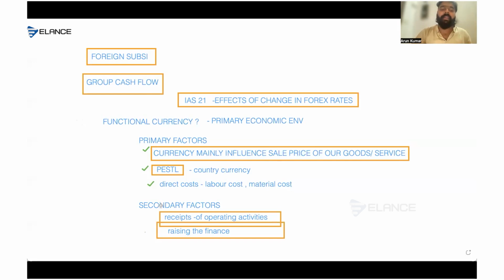Okay. In the same way, we need to convert our net assets as well. So we know that there will be changes in the net assets. So net assets at acquisition will be initially calculated in functional currency.